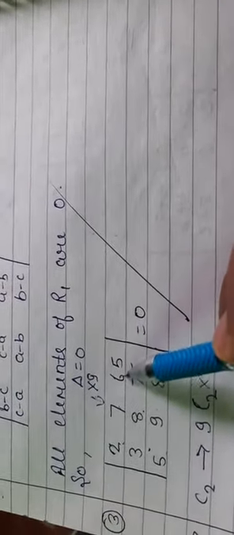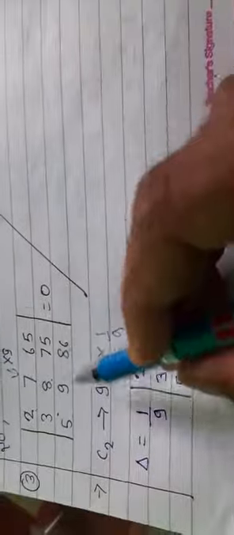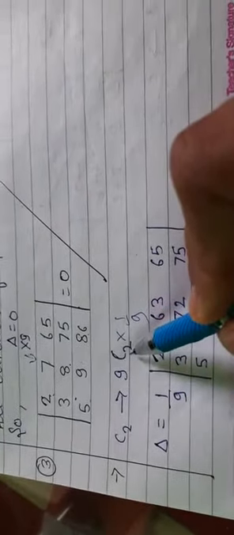7 times 9 is 63, so 63 plus 2 is 65. 8 times 9 is 72, 72 plus 3 is 75. 9 times 9 is 81, 81 plus 5 is 86, coming the same. So which operation will we use? We will do 9 times of C2 only.